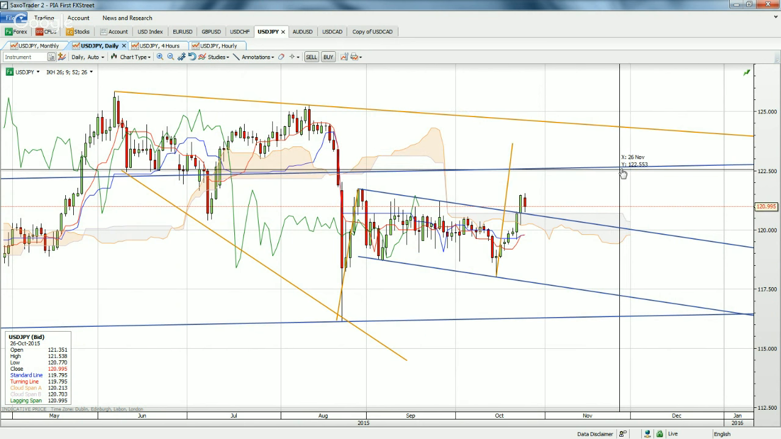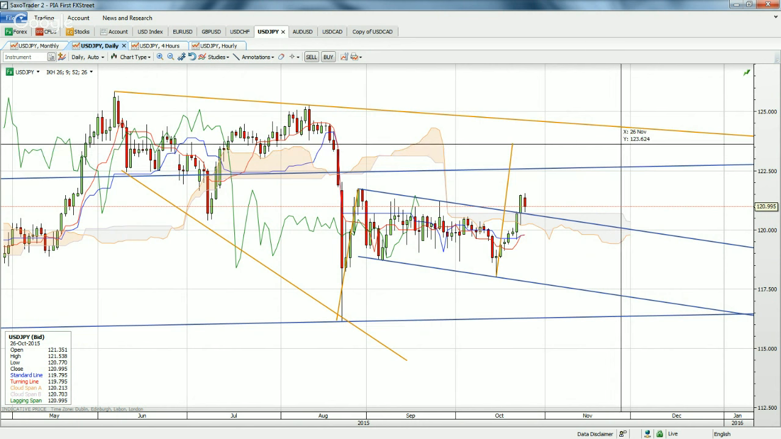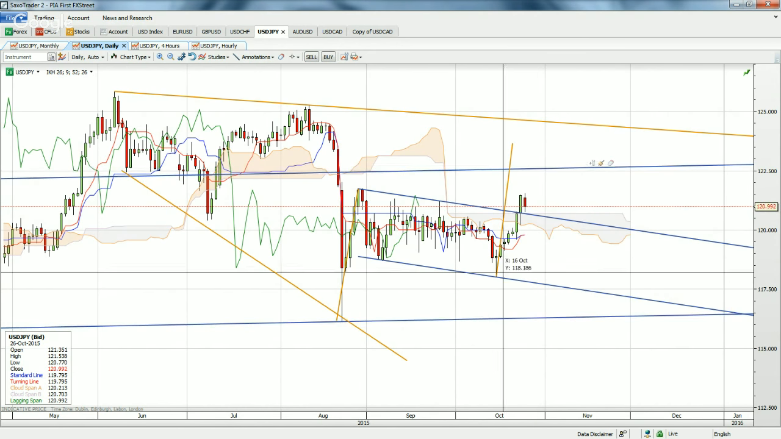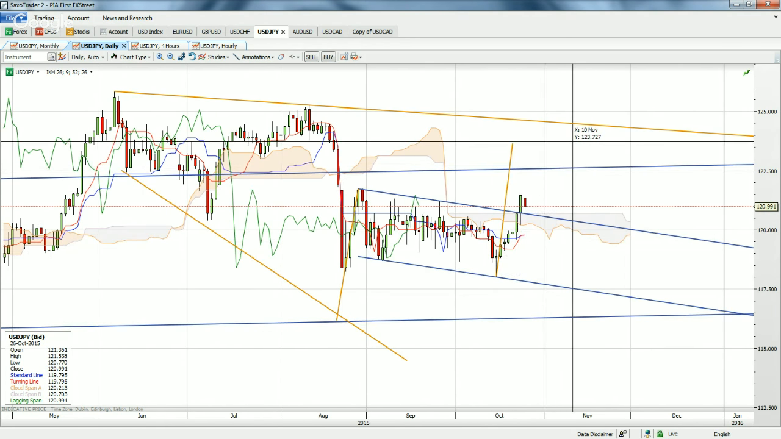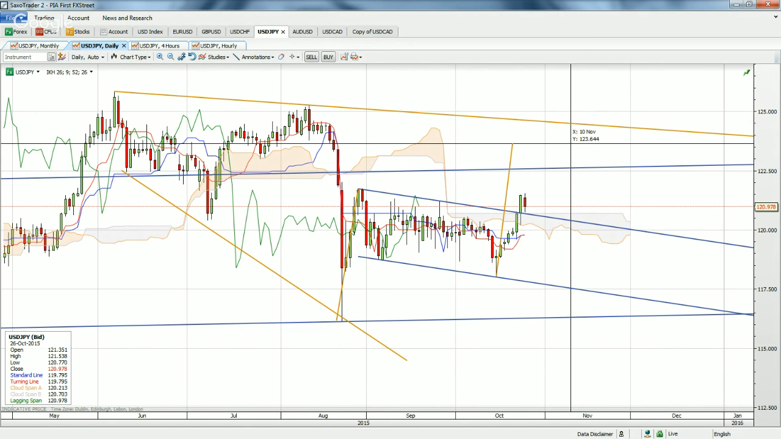Here's a decent barrier, 122.50, and then 123.62. At the moment, and obviously depending on price action, I would not expect much of a move above this level, this 123.64 level. We are in a longer time frame bullish count at the moment.